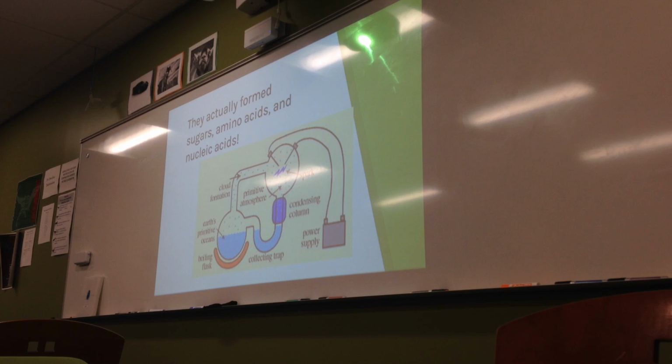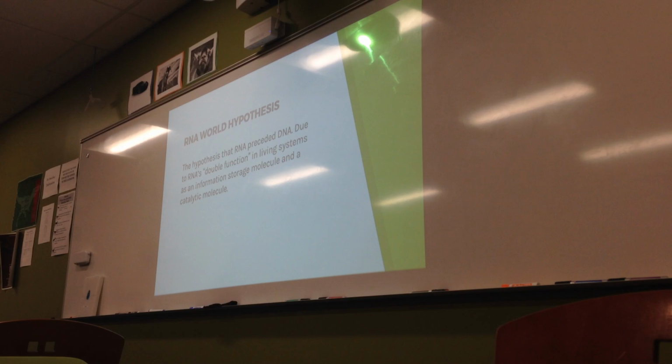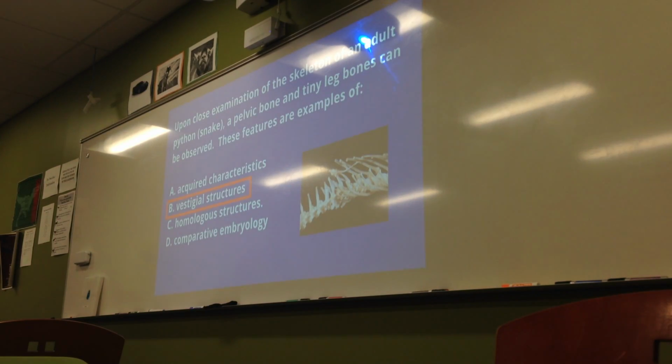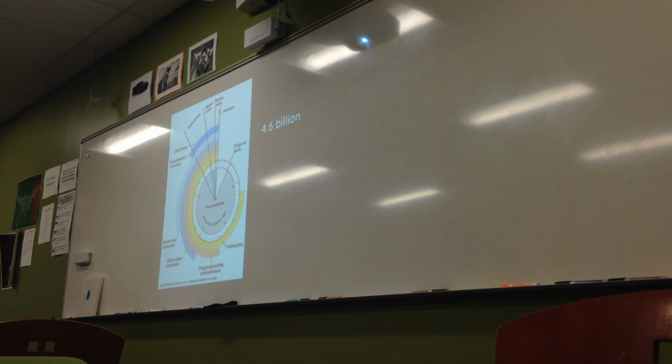Miller and Urey did that, and they actually formed sugars, amino acids, and nucleic acids. RNA world hypothesis, the hypothesis that RNA preceded DNA. RNA's double function as a catalyst and as a storage molecule for information. Remember what vestigial structures are. It's one of our evidence for evolution.